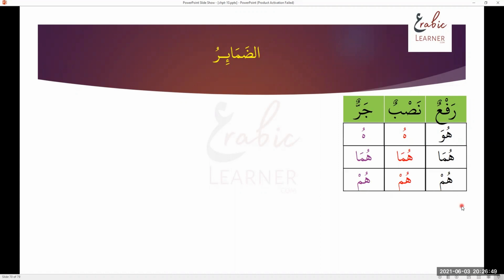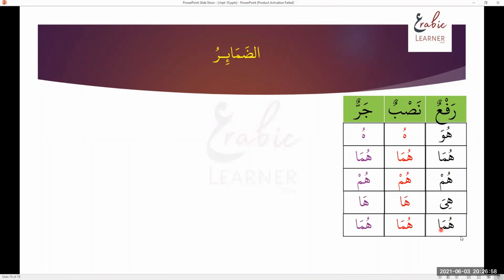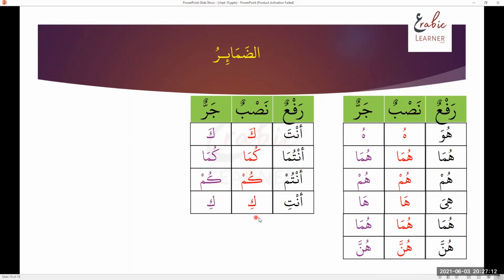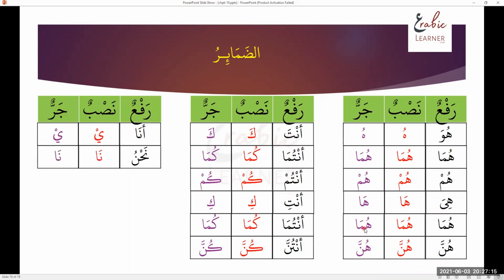Hum, this is again Damir muttasil, which is nasab or jar. Hiya, ha, these are again nasab or jar. Huma, hunna. Anta, ka. Anta is rafa, ka is nasab or jar. Antuma, kuma. Antum, kum. Anti, ki. All these are. So when any Damir attaches to the ism, you get mudaf, mudaf ilayh. And mudaf ilayh is what?